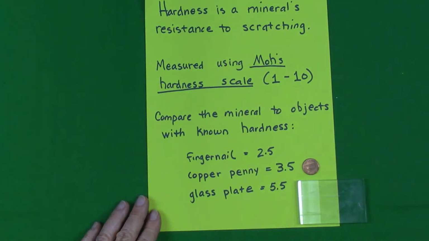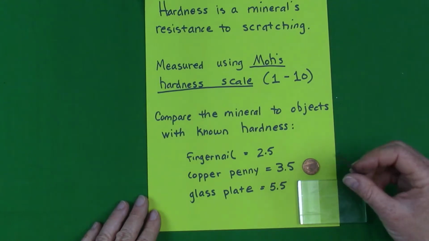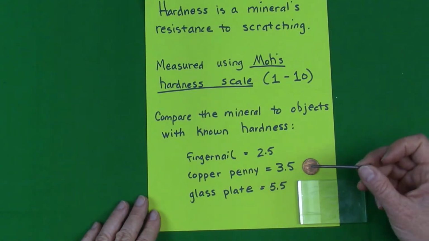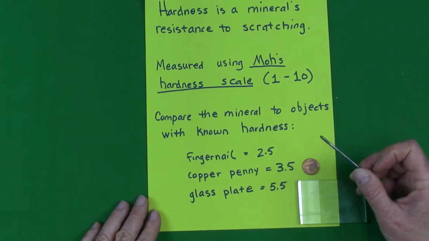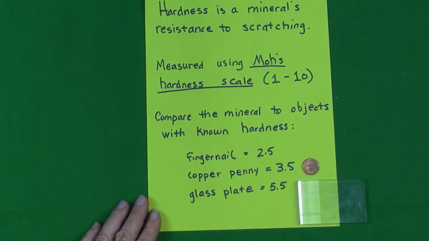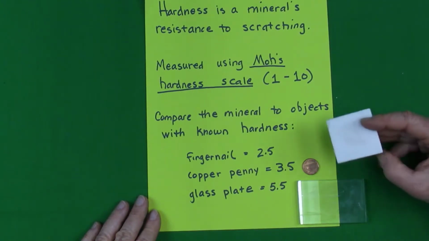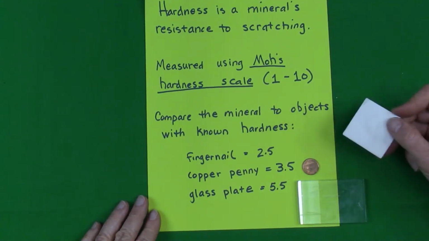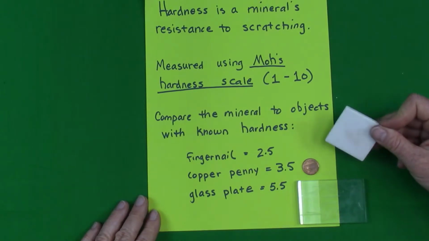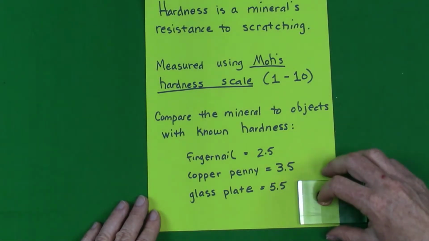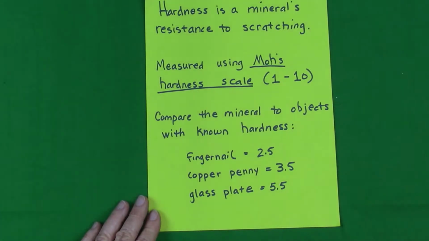There are other objects that can be used, for example, a steel nail, but since it's made from different alloys, it can have a hardness of 5 or 6, so there's a little bit of a variation. You can also use the streak plate as a hardness tool. This unglazed porcelain has a hardness of approximately 7. The hardest mineral that is known is diamond with a hardness of 10. So that's the only object with a hardness of 10.